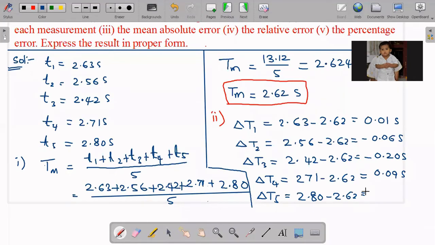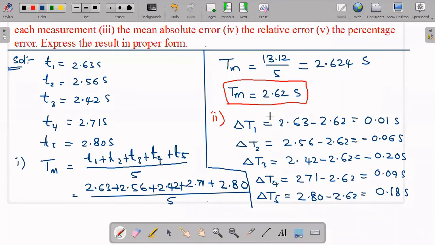2.62 minus 2.80 is 0.18. Now, whatever we got, I am just taking the subtraction. I got some values in negative also, but actually we have to take the modulus for absolute error. So all the values will become positive only. Now, this is the absolute error in all the measurements.